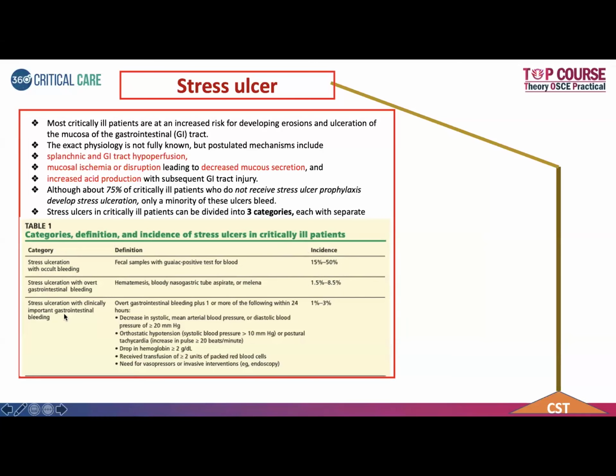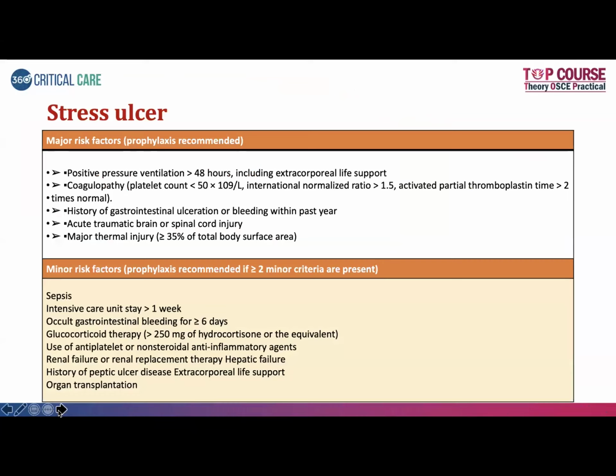So clinically important gastrointestinal bleeding is something that we are more worried about. So what is considered clinically important? That is overt gastrointestinal bleeding plus one or more of the following within 24 hours. So either a decrease in the systolic or the mean arterial pressure of more than 20, or diastolic pressure, orthostatic hypotension, that is a drop in systolic blood pressure of more than 10 from supine to upright position, or postural tachycardia, hemoglobin drop more than 2, requirement of 2 units of packed cells, and need for vasopressors. So these are the three categories of stress ulcers.